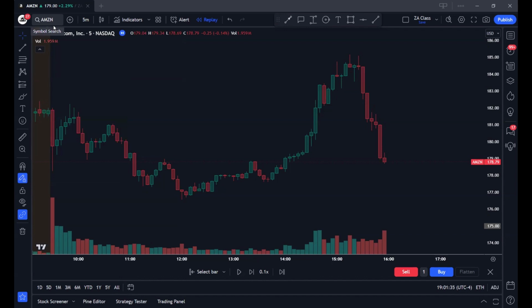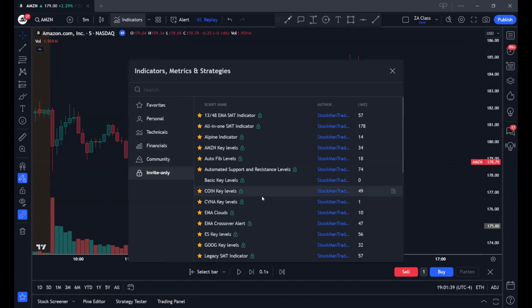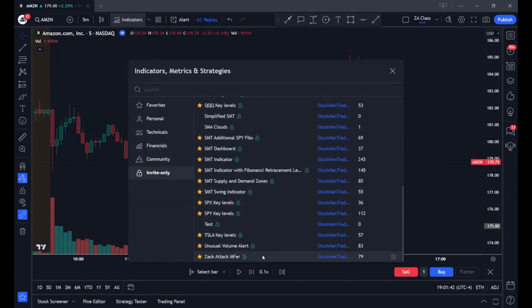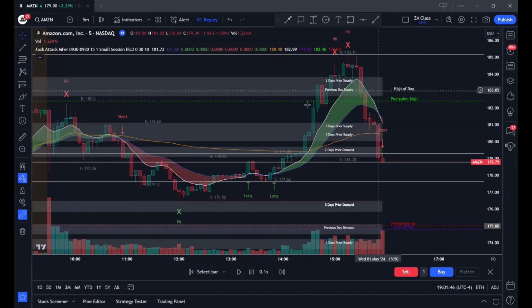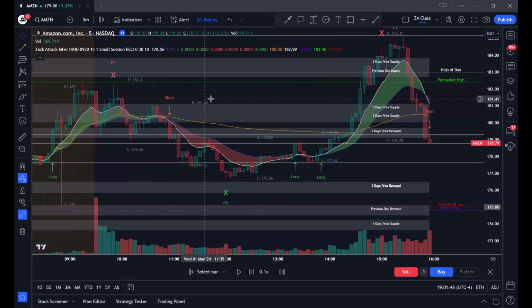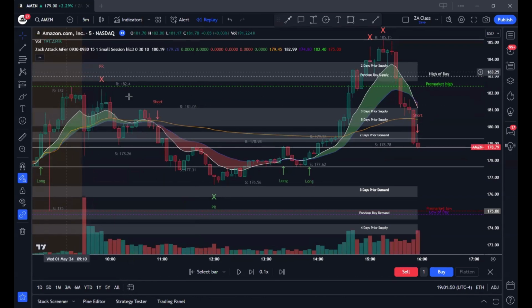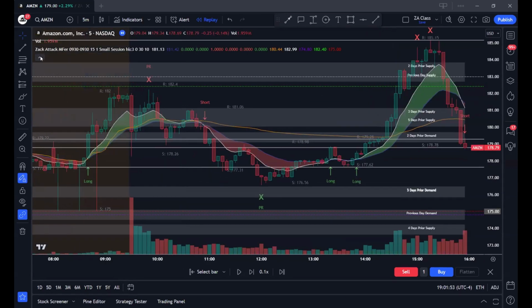You may have to restart TradingView in order to see it, but if you go at the top here to indicators, you should have an additional tab right there. And then if you click on Zack Attack and give it a few seconds to load, it'll automatically add it to your screen there. So a few things to preface before we get started.